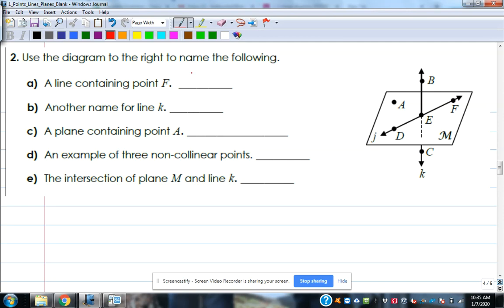All right, that would be one way to do that. Or line J or EF or DE, all of those ways of naming that line, we could do that. Absolutely wonderful way to do that. Another name for line K. BC would work. Could be EC or BE. Any of those letters there would wonderfully describe that. C, a plane containing point A. Plane M.